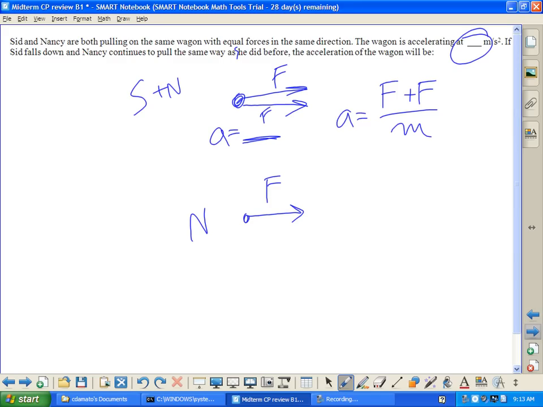So when you make the acceleration, so if this is the same force, if Sid and Nancy are exerting the same force, how does this acceleration compare to this acceleration? That's right. Half the force, half the acceleration.